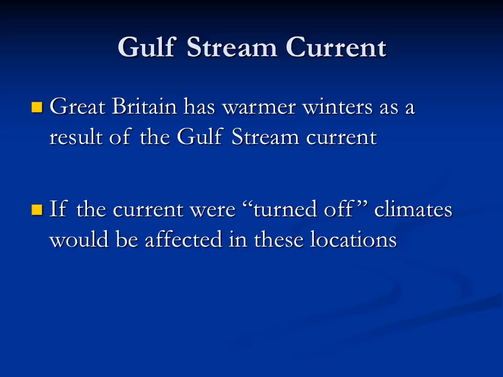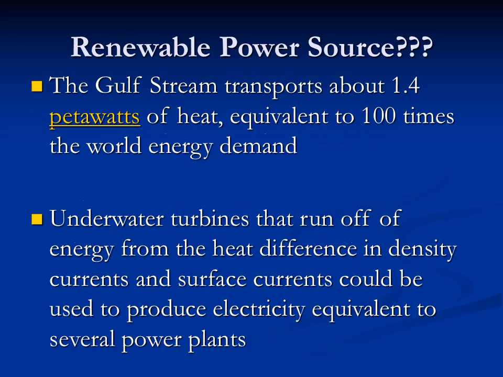So if this current were somehow turned off, climates in all of the locations around the Gulf Stream current would be severely affected. This is just a really cool little tidbit. The Gulf Stream transports about 1.4 petawatts of heat, which is equivalent to 100 times the world energy demand, okay? Equivalent to 100 times the world energy demand.